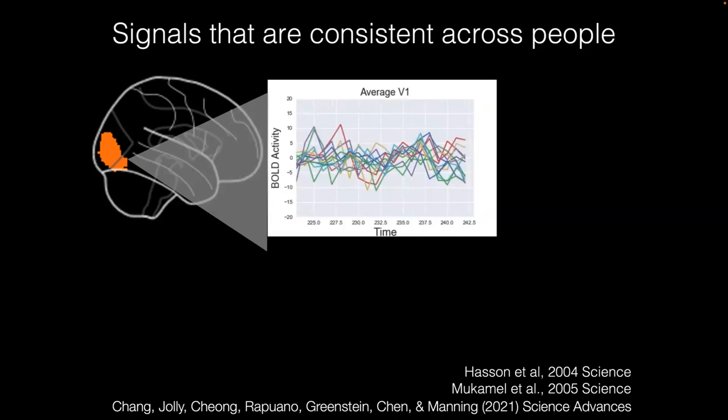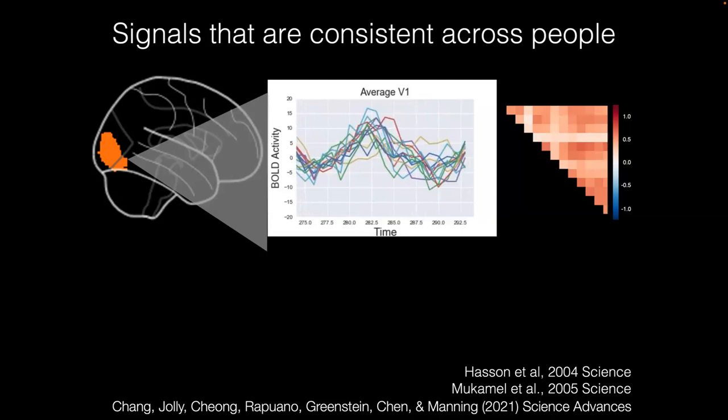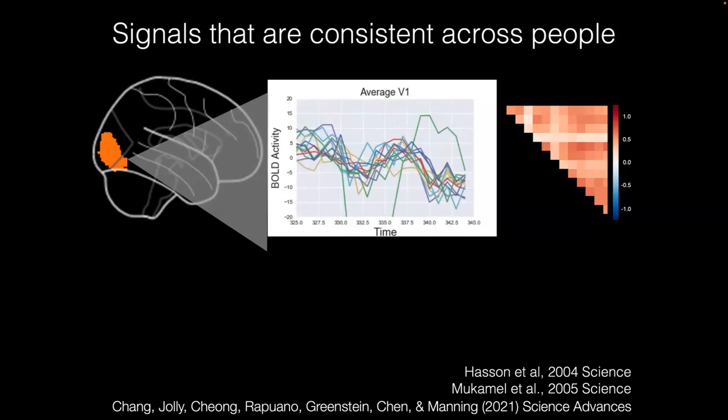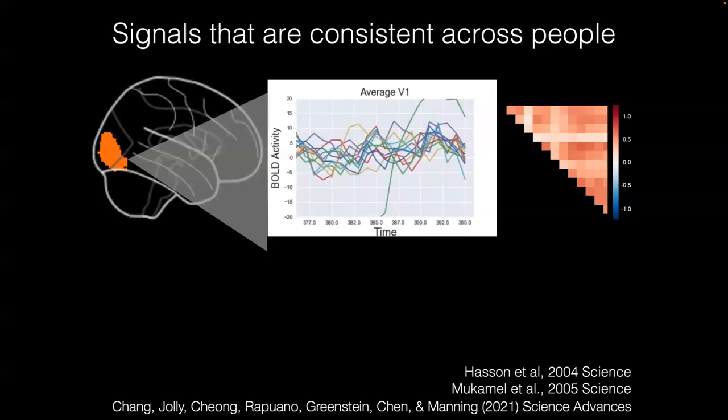The way this is typically quantified in intersubject correlation is that there are basically two ways to do it. One is that you do the pairwise correlations or similarity of the participants, so you get a correlation matrix essentially.